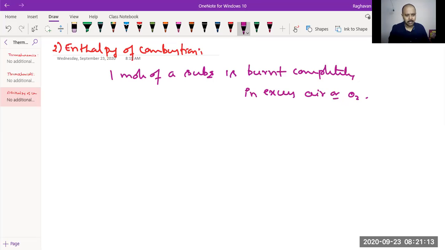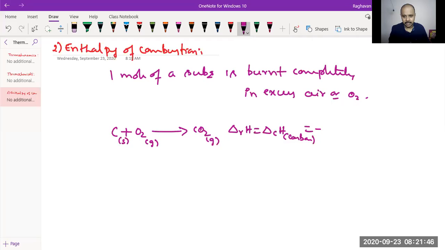For example, if you want to write an equation for enthalpy of combustion of carbon, giving rise to CO2, right? How many moles of carbon we have taken? 1 mole. So this is solid, gas, and gas. This equation represents combustion of 1 mole of carbon. So whatever the enthalpy of reaction is there, that can be called the enthalpy of combustion of carbon. So it is minus 383.5 kilojoules.